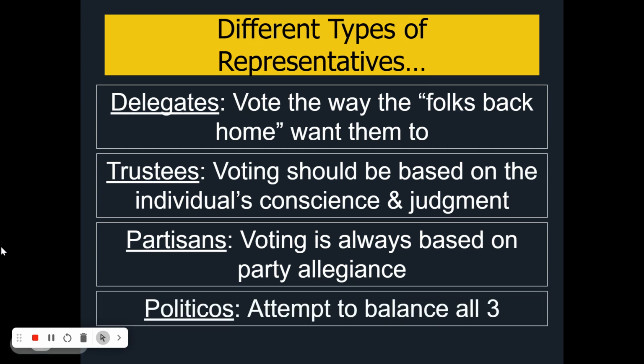And if you are a politico, you are sort of a master politician that'll go back and forth on the ways in which you vote. For some issues, you'll vote the way the citizens want you to vote. Other issues, you'll vote the way you want to vote. Other issues, you'll keep your party leaders happy. These typically are the politicians that are in office for a really long time because you make all groups feel like they're being listened to and valued.